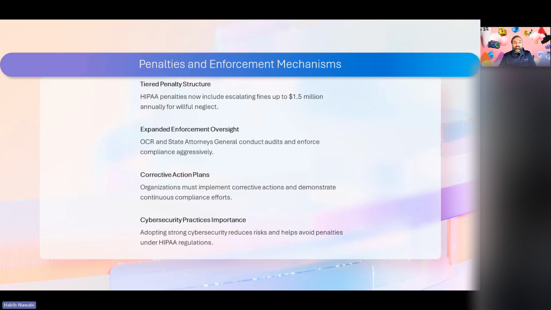So the enforcement mechanisms is where, as I said, it's going to be a tiered penalty structure up to $1.5 million. The expanded enforcement oversight of OCR and state attorneys conduct audits and enforce compliance aggressively. Corrective action plans will be important to implement and also monitor and manage. And then, of course, the cybersecurity practice is important. So, adopting stronger cybersecurity practices beyond the HIPAA regulations. So it's no longer a checklist where it's a static requirement that, yes, you meet these. It's more of an ongoing component that you're going to have to be continuously managing and monitoring. And how you do it as an organization will determine your other requirements as well, not only just for HIPAA, but for the privacy, along with the other requirements that your organization has to follow.